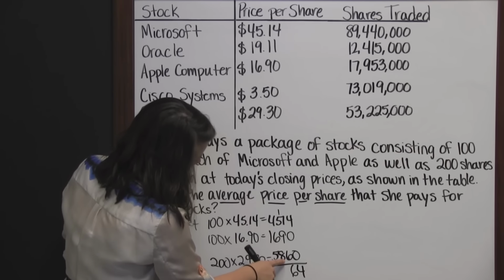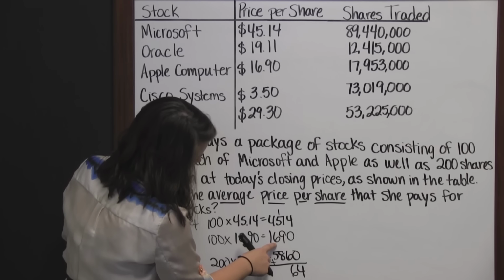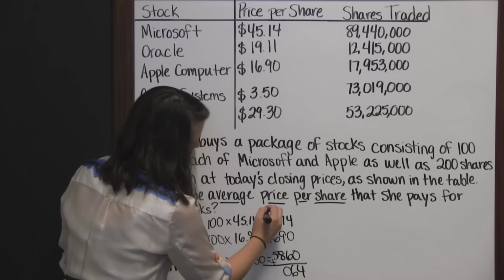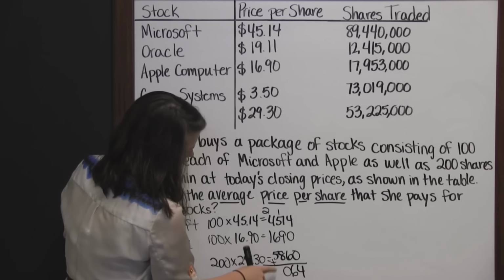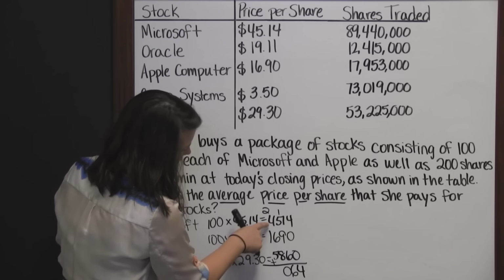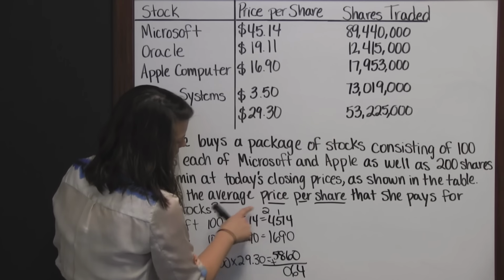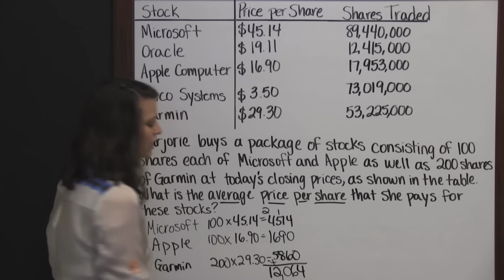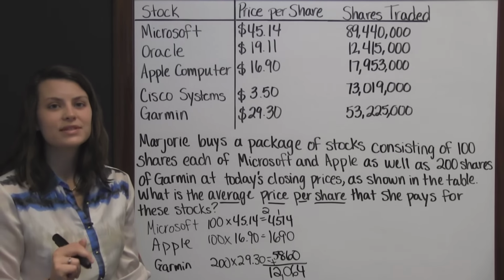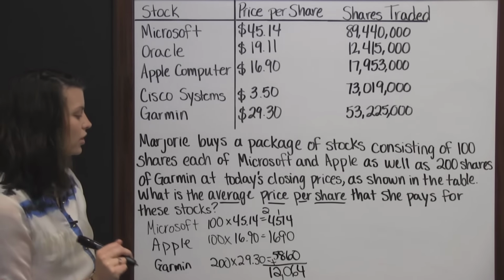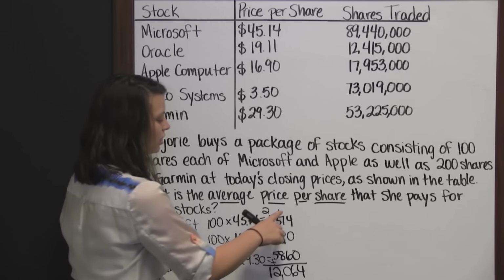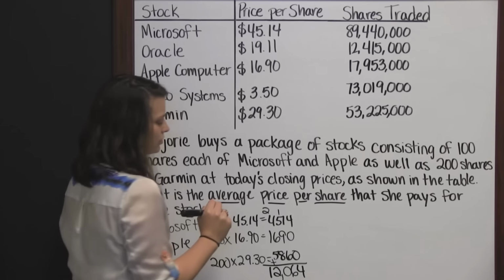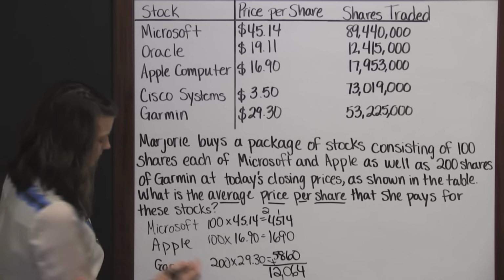And then we have 8 plus 6 is 14, plus 5 is 19, plus 1 is 20. 5 plus 1 is 6, plus 4 is 10, plus 2 is 12. So that means she spent a total of $12,064 on all of these stocks. That's our price. Now we need to find our shares. And that total can be found right here.